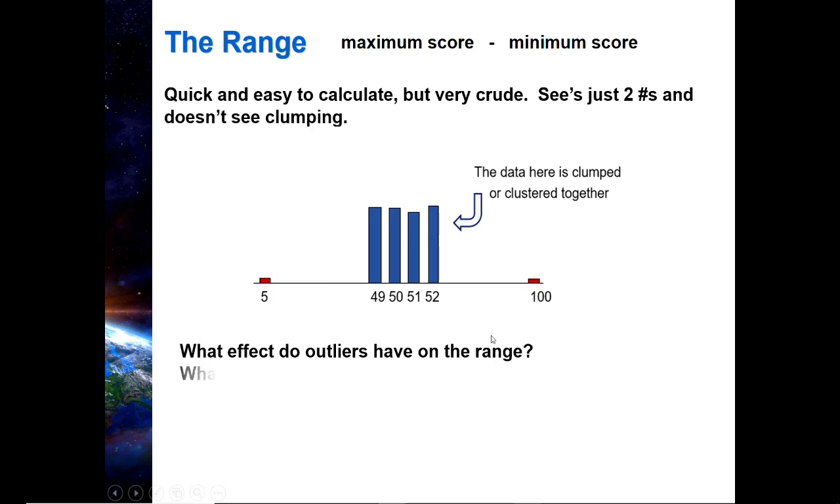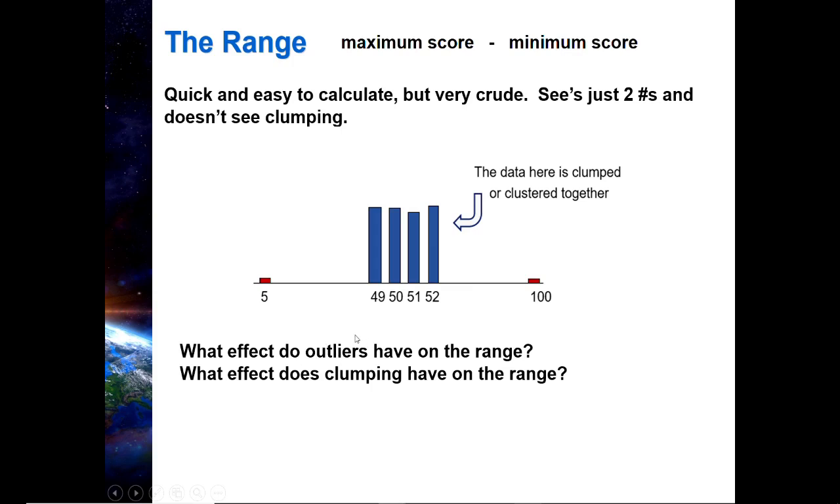Now think about this one. What effect does clumping have on the range? Think about it. You should say nothing. It has no effect. Why does clumping have no effect? Because the range doesn't see it. It's as if this doesn't exist. It sees this number and this number, that's it. So the clumping has no effect on the range.